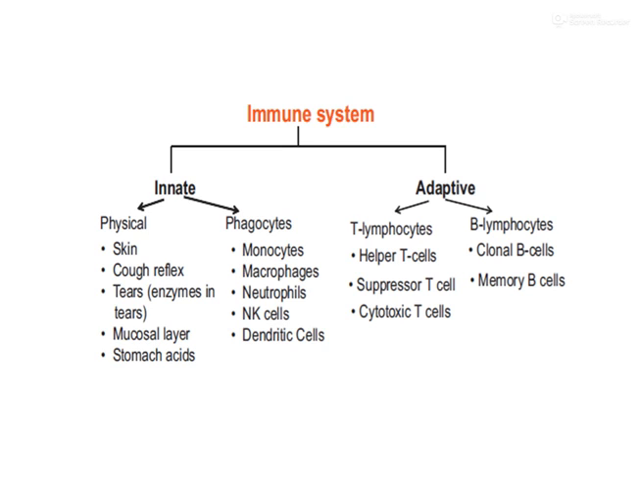We can see that it is basically the cellular factors, mostly the B lymphocytes and the T lymphocytes, that are responsible for the adaptive or the acquired immune system. Now, the B lymphocytes can occur in two different forms, either as clonal B cells or as memory B cells. And the T lymphocytes can mainly occur in three different forms: the T helper cells, the T suppressor cells, as well as the T cytotoxic cells. What are they? We will be explaining it.